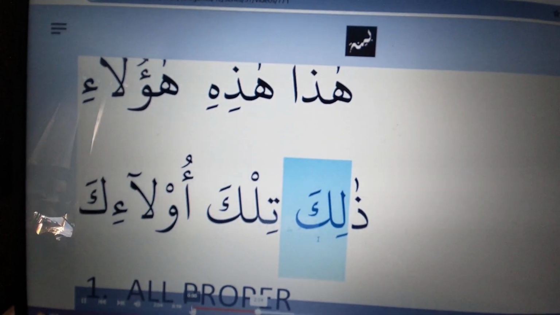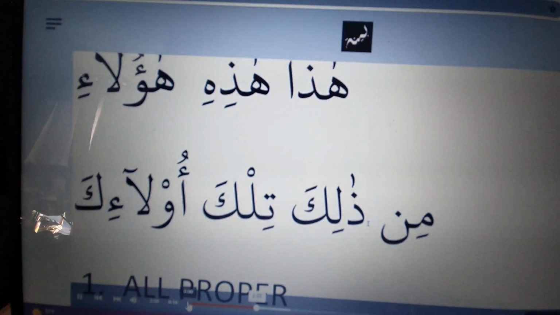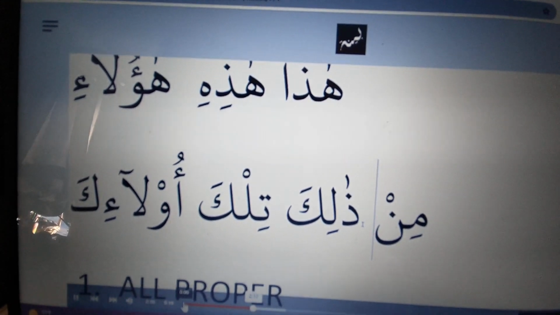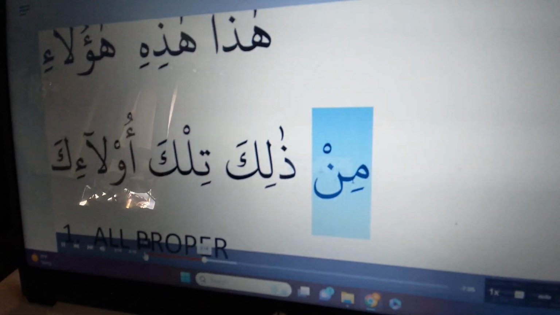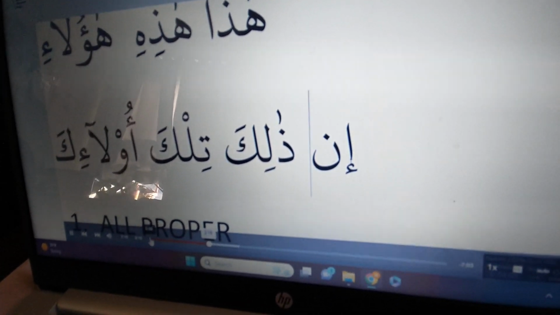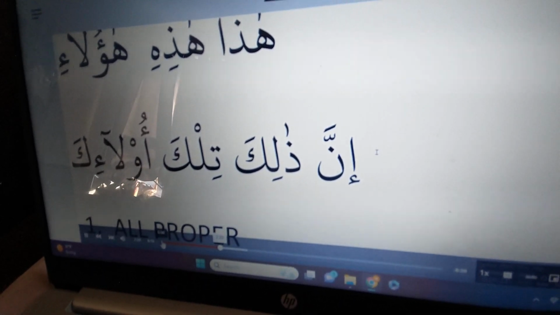Dhalika is rafa or nasab or jar, I don't know. Maybe there's a min before it. You know what min does, right? It makes the next word jar. It says min dhalika. It didn't change its appearance. But now I know it's jar because there's a min before it. If it was inna dhalika, well, inna makes the next word nasab. That's why I know dhalika is nasab.